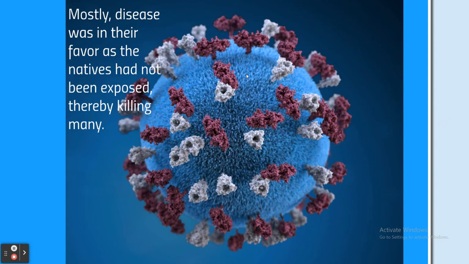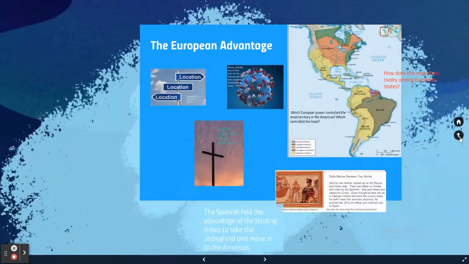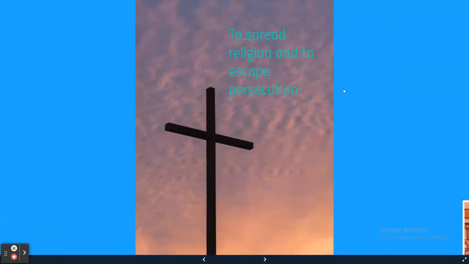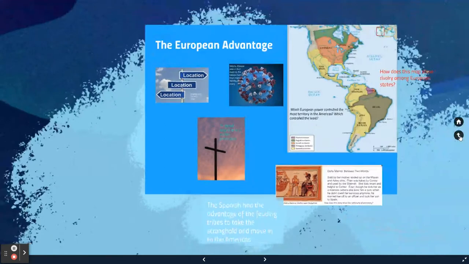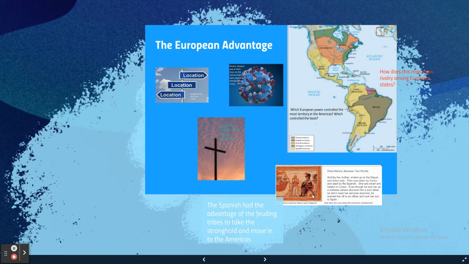Disease is what also gave them some advantage. So mostly disease was in favor since the natives hadn't been exposed to a lot of the diseases that the Europeans had. A lot of them wanted to either spread religion or to escape religious persecution. That was kind of a big deal. The Spanish also had the advantage of feuding tribes.